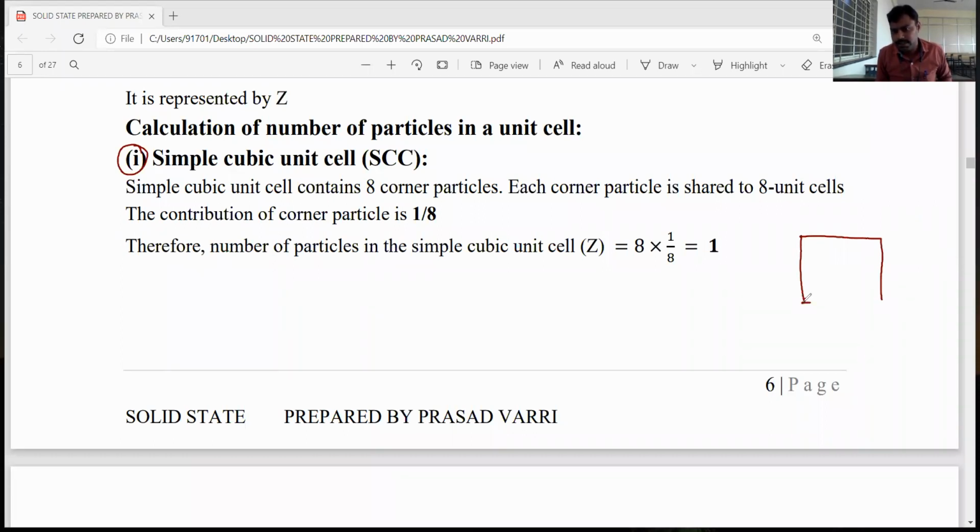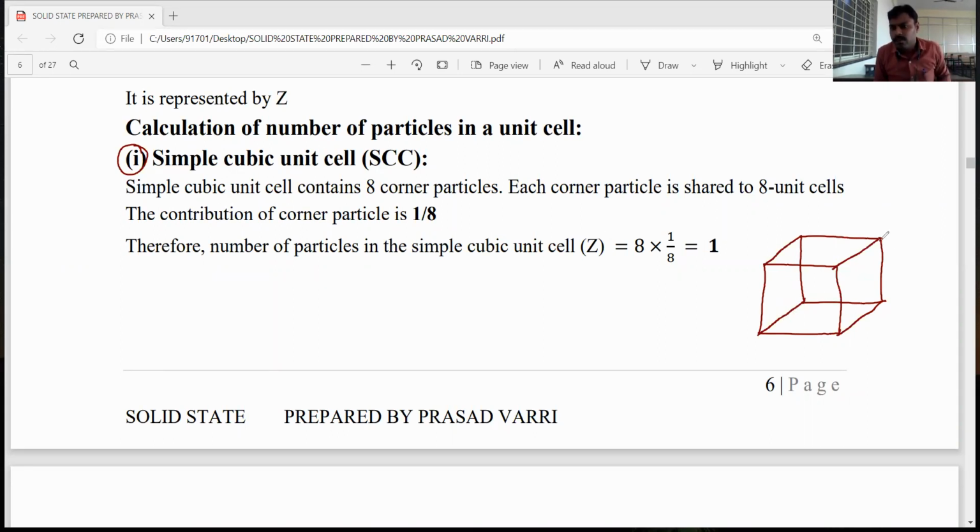In the simple cubic unit cell, the atoms are present only at corners. So the number of lattice points per simple cubic unit cell is 8. In the last class we have already discussed it. Now, the 8 corners are present.